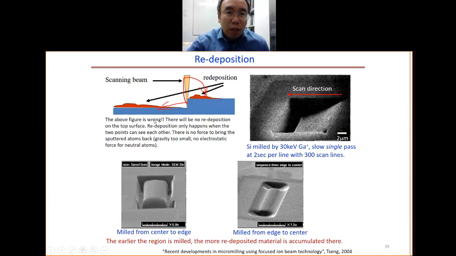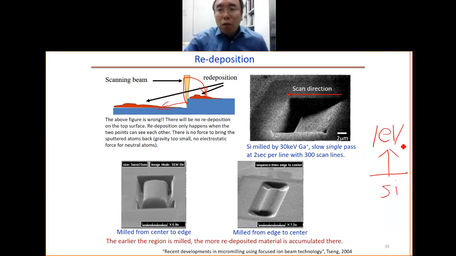There is no force to bring the material back. The gravity is very small. There is no electrostatic force, because the material bombarded away is neutral. So now let's look at the gravity. For example, when you have silicon here, one of the silicon atoms is sputtered away with energy 1 electron volt. You can see this is pretty low energy. But now let's look at, if you have 1 electron volt, how far it can go, how high it can go. This you can calculate.